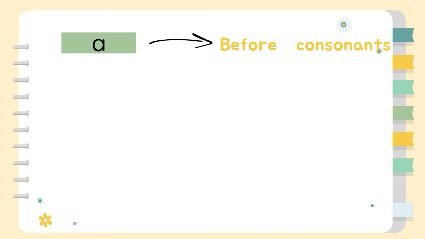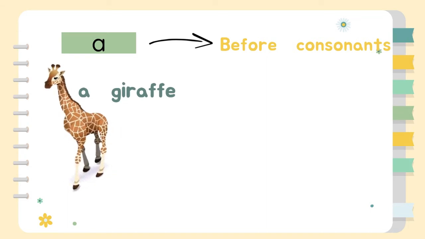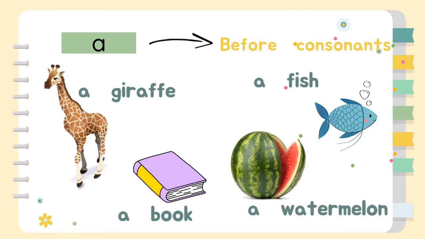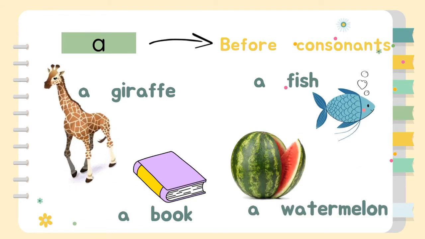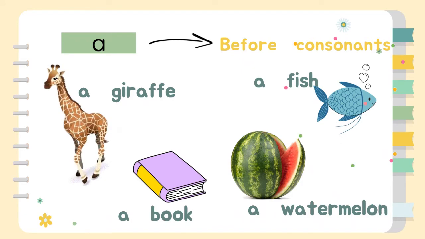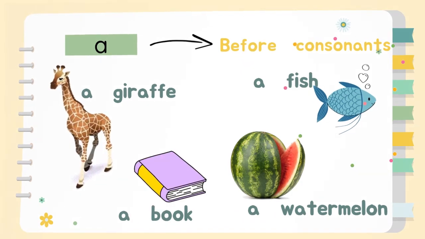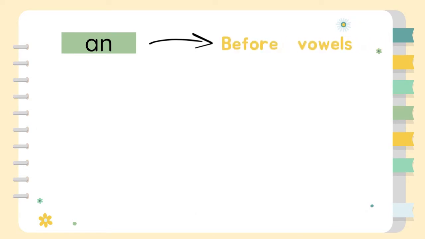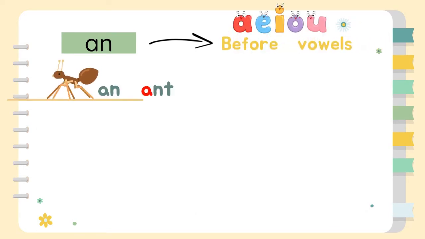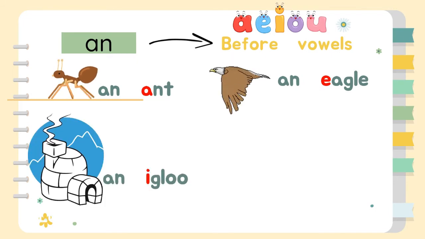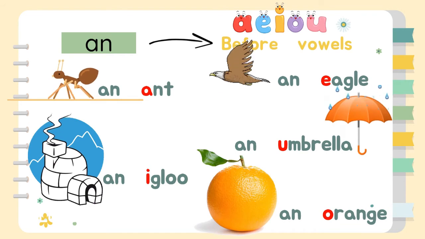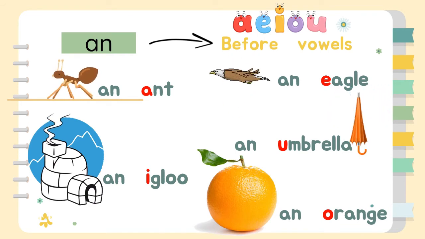A is used with words that start with a consonant. Let us look at a few examples. A giraffe, a book, a fish, a watermelon, and many more. An is used with words that start with a vowel. For example, an ant, an eagle, an igloo, an umbrella, an orange, and many more.